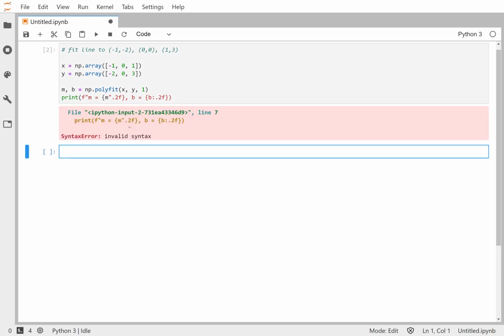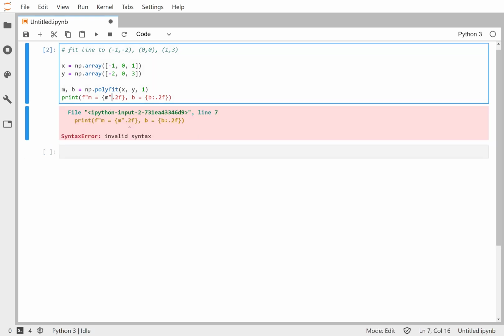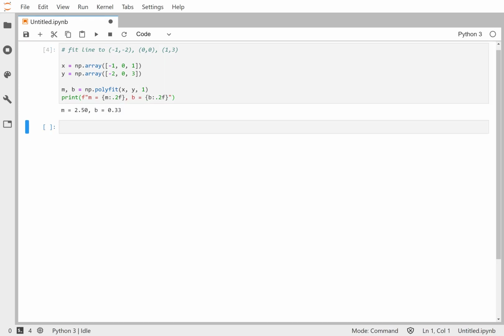Yeah, let's see what we get. We get invalid syntax. Why? Oh, because for whatever reason I typed in a quote instead of a colon, and I forgot my quote at the end of the string. Oh, there's 2 of them. Not being helpful, Jupyter. Okay, there we go, 2.5 and 1/3.